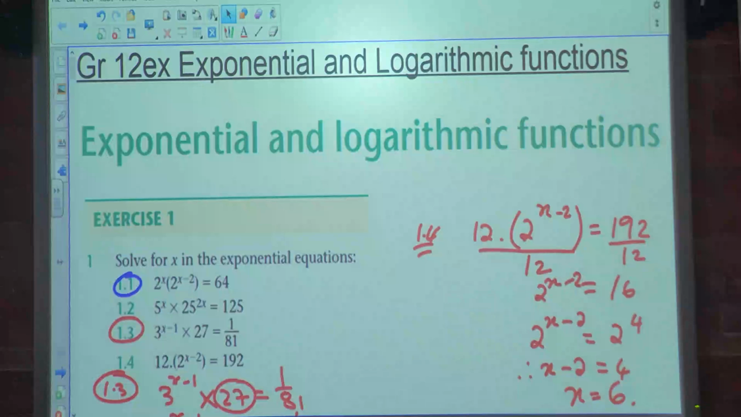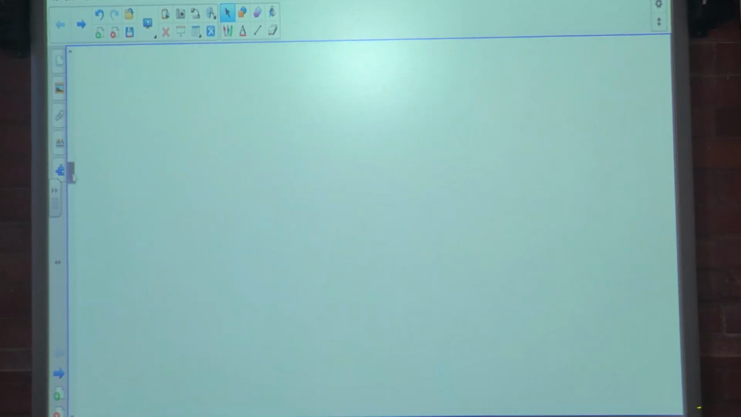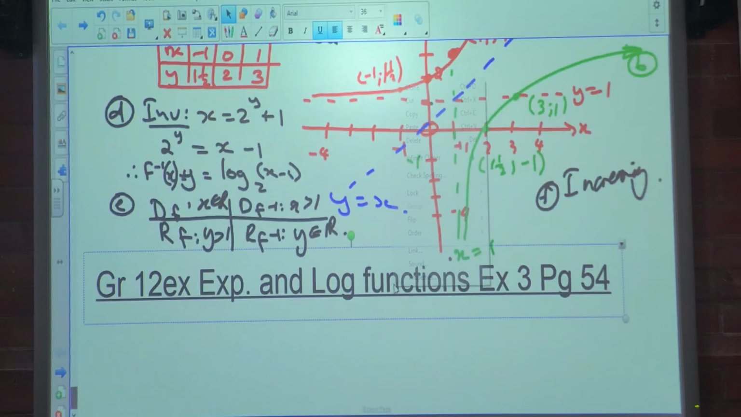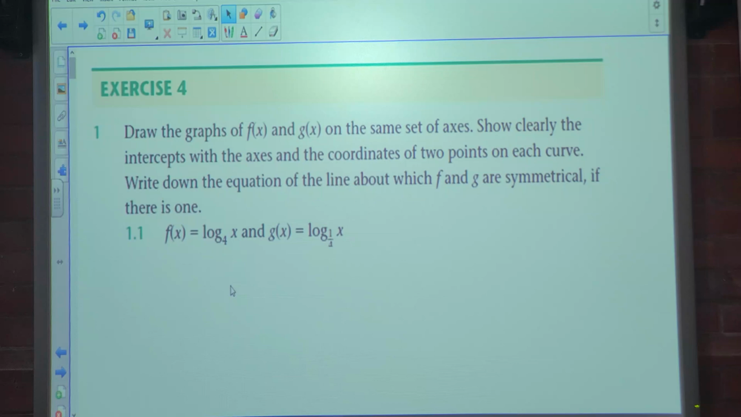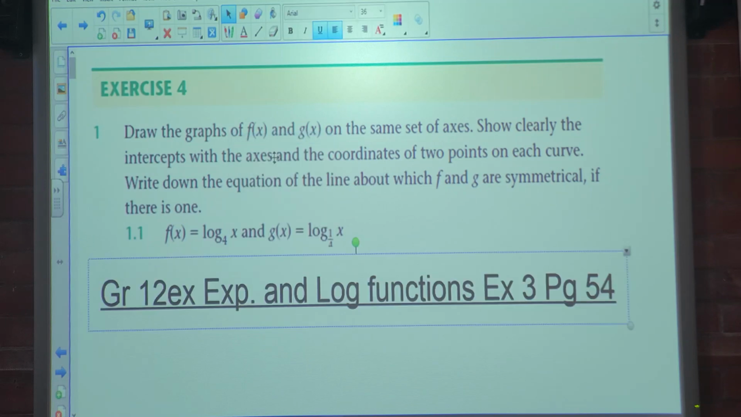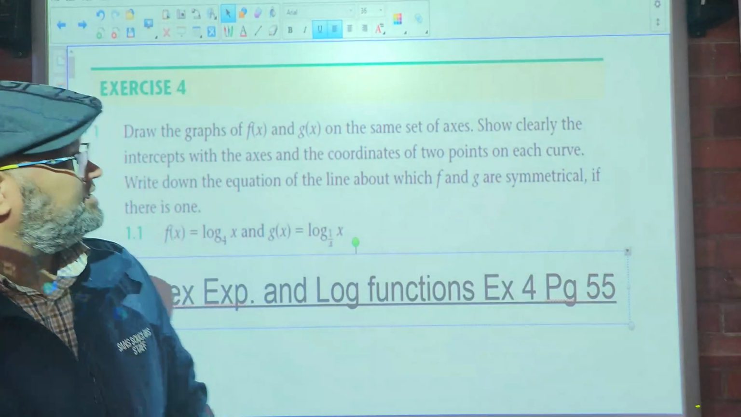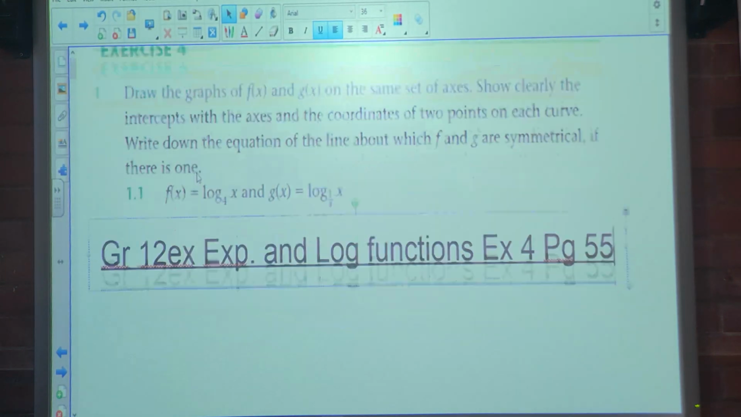Okay, good morning class. So today we're just marking exercise 4. And exercise 4 is on page 55. Alright, so here we go.